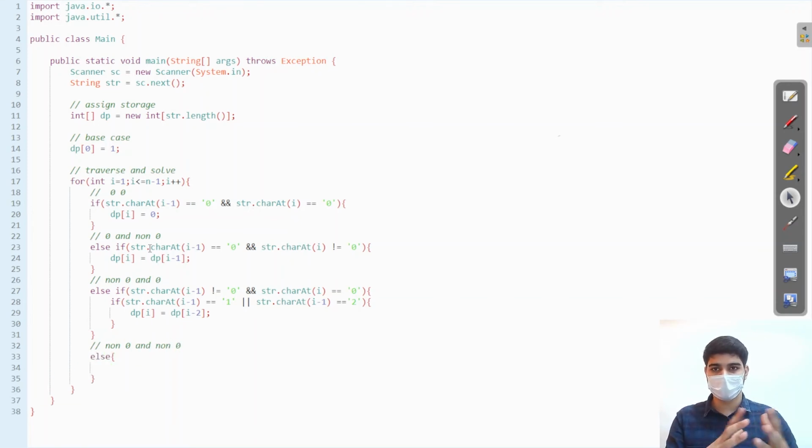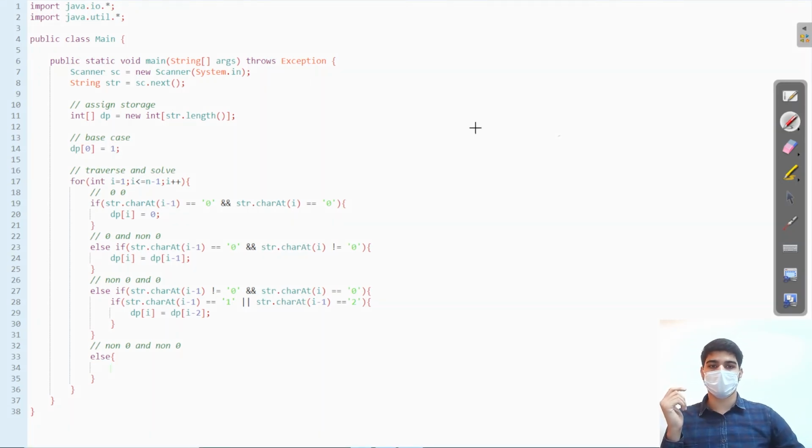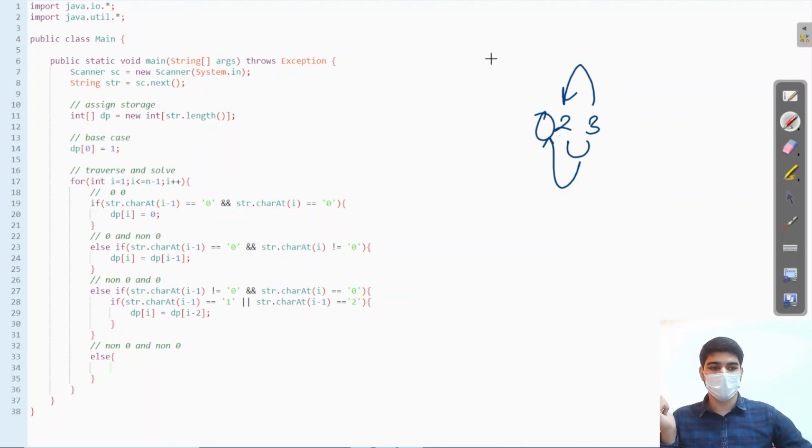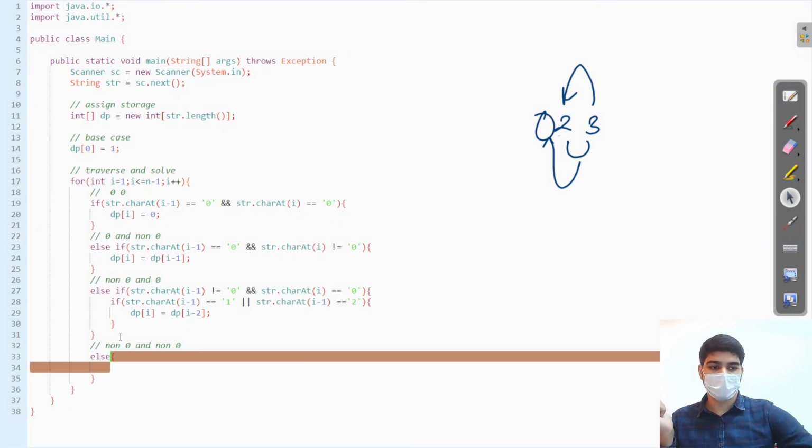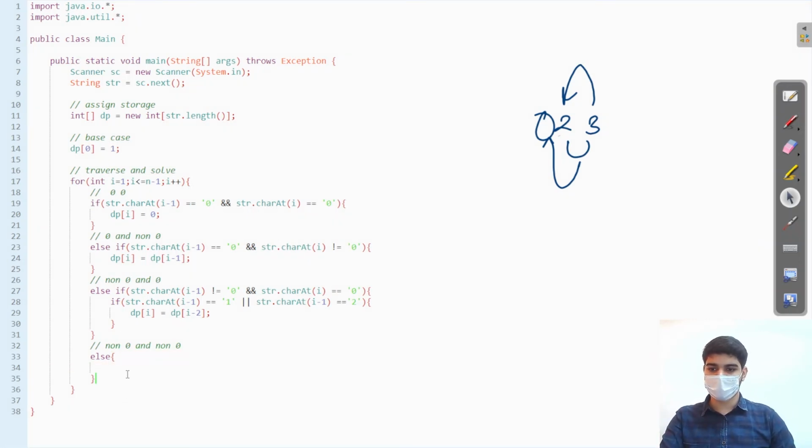So I would write an else case over here. Now, when there is a non-zero and non-zero, I can make two calls. Let's suppose we have 23. I can make a call from 3 to 2, or I can make a call from 23 to the previous digit, whatever it was. So if I have to write this, I would call single, that is my single digit, and that call would be just dp of I equals dp of I minus 1.